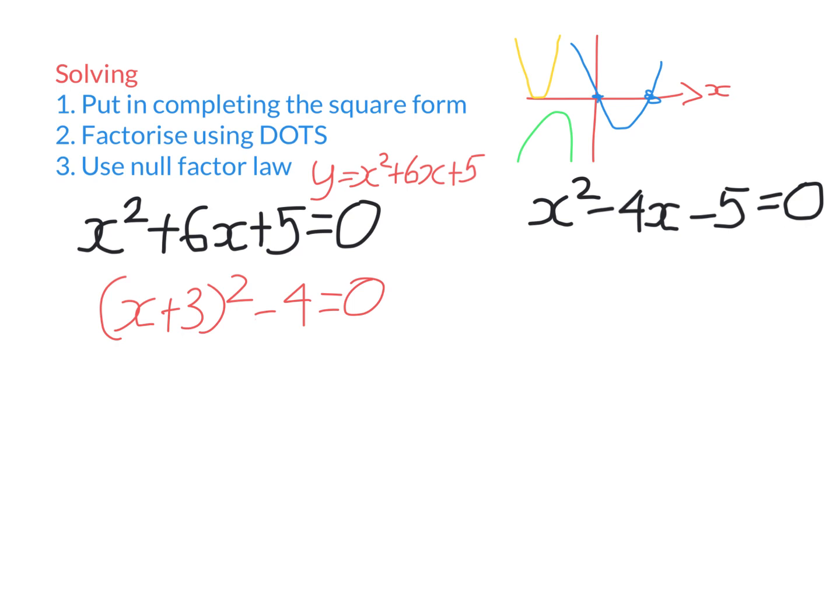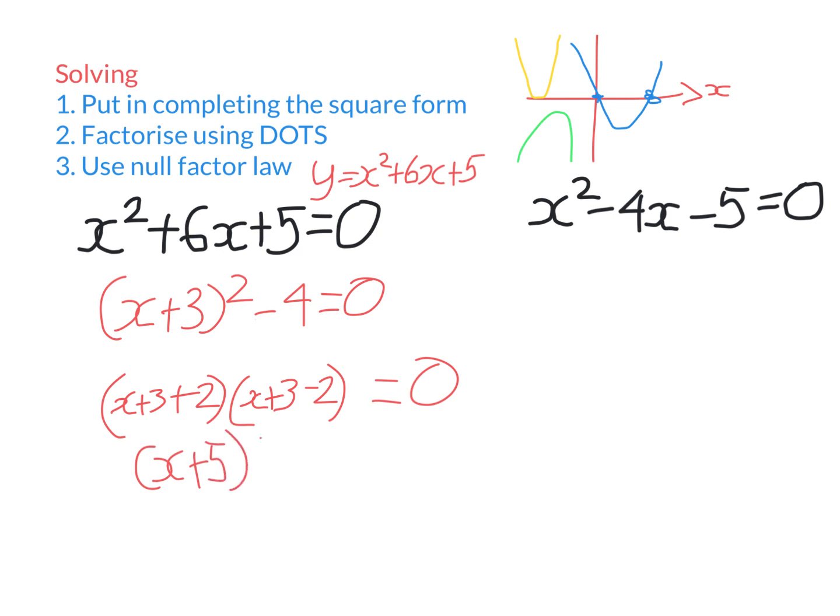So secondly, we're going to factorize using difference of two squares. So remember, for difference of two squares, that's when you have a perfect square minus a perfect square. So we square root the first. Square root of x plus 3 squared is just x plus 3. So we'll put that in both brackets. And then we square root 4, which is 2. One bracket gets a plus between them, one gets a minus. So we have x plus 3 plus 2, x plus 5. And then the second one, x plus 3 minus 2, is just x plus 1. Because, of course, 3 minus 2 is just 1.